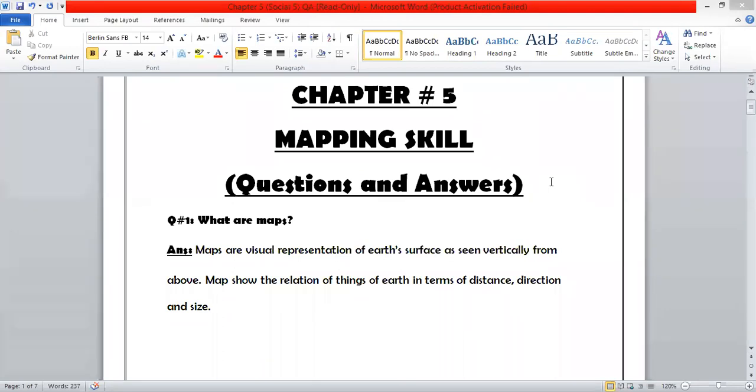What type of relationship? In a relationship of distance, that is how far away buildings and countries are, and in terms of direction, that is the direction between the buildings, the countries, the cities, and the size. Some countries are big, some buildings are small, some roads are big. So all the things are mentioned in that.